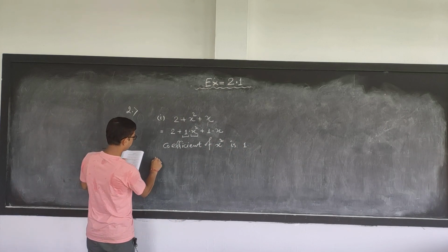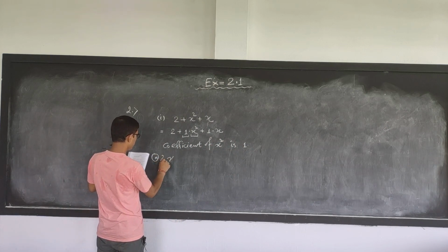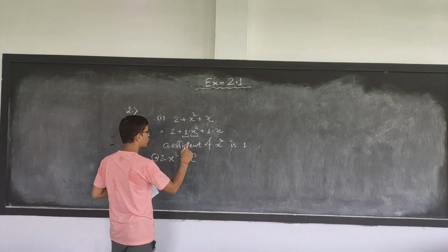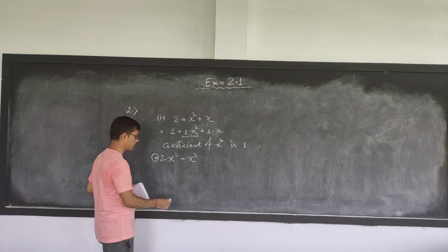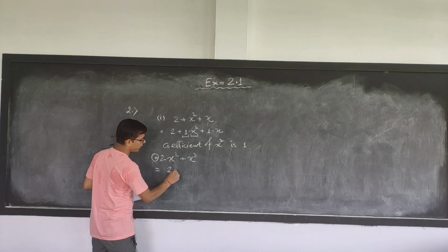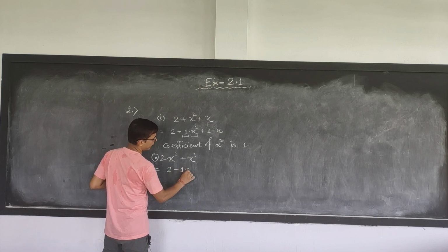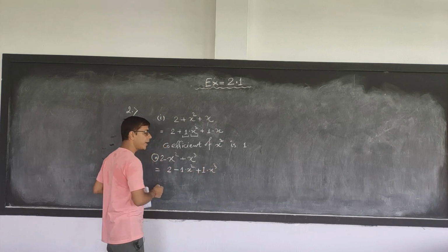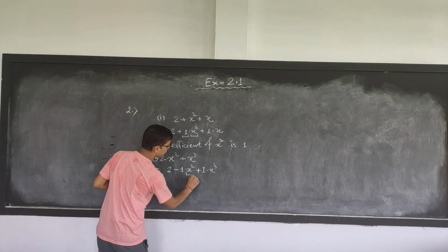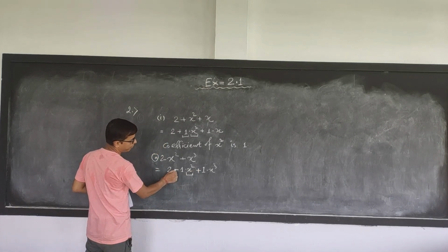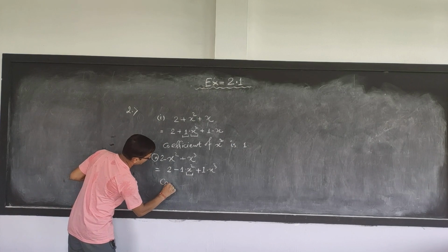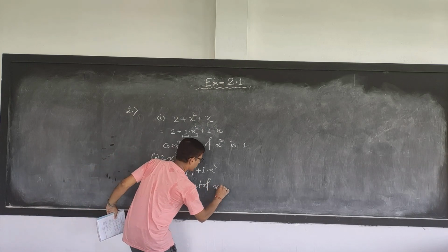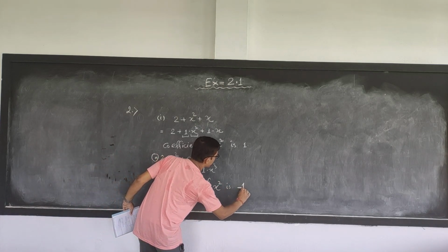Cleared? In the second one, 2 minus x square plus x cube. We are asked to write the coefficient of x square. So let us write its standard form: 2 minus 1 into x square plus 1 into x cube. Our task is to write the coefficient of x square only. This is x square. What is its coefficient? -1. So the coefficient of x square here is -1.